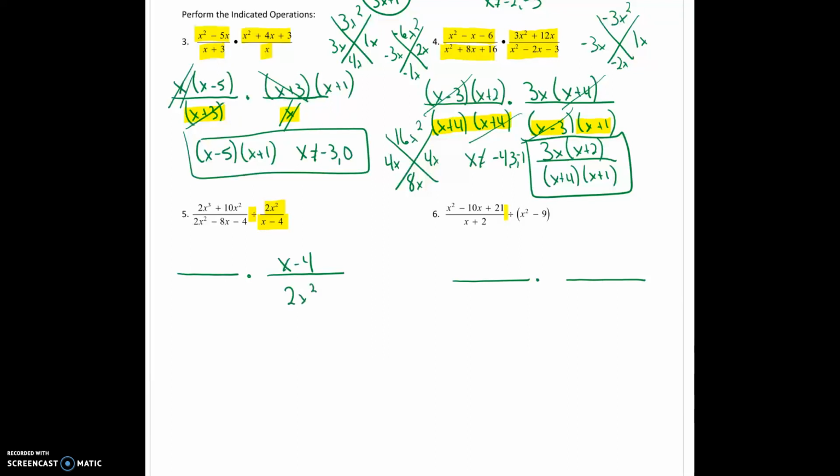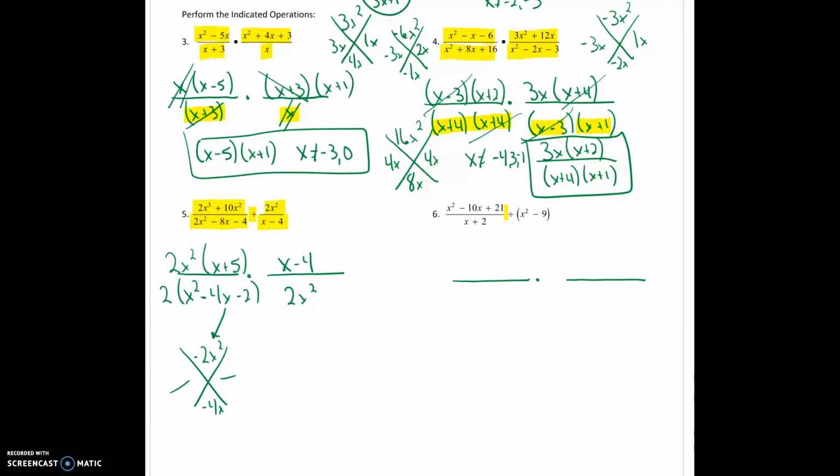When I go to my left fraction, I always start with the GCF here, and I can take out a 2x squared and be left with x plus 5. And when I go to my denominator, I can take a 2 out of there and be left with x squared minus 4x minus 2. And when I try to factor this one further, it's not factorable. There aren't factors of negative 2 that get me to negative 4. So this will just stay the way it is.